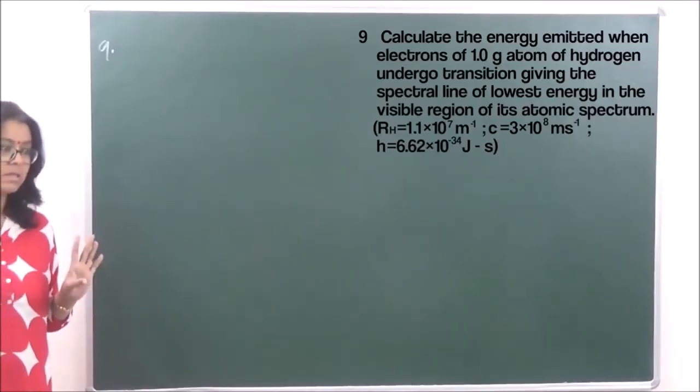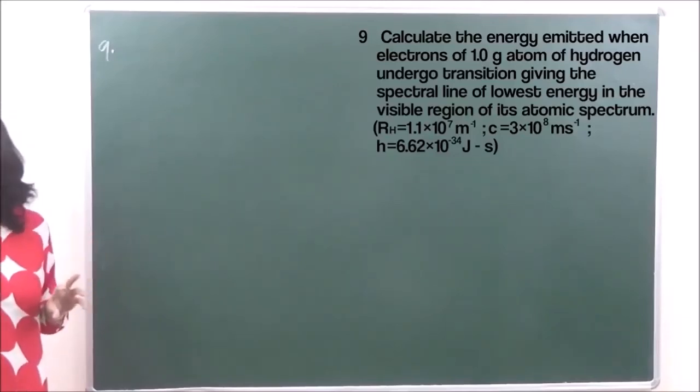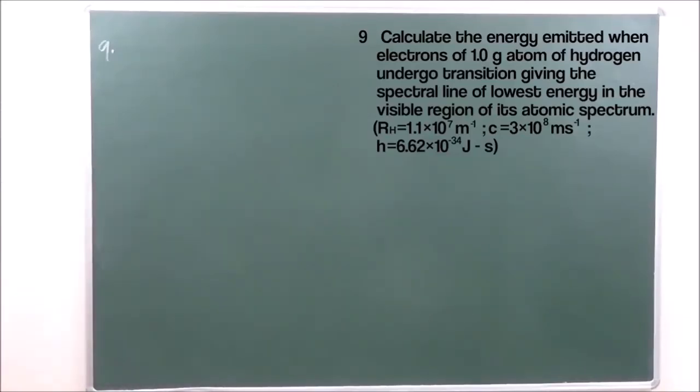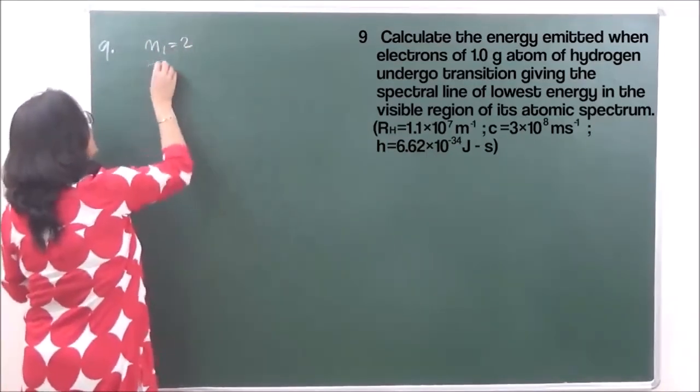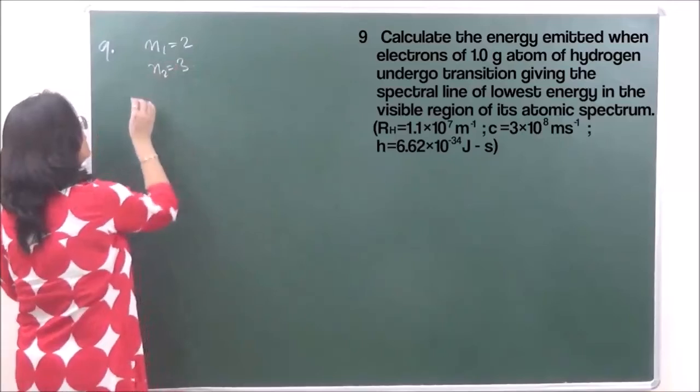The Balmer series. Okay? So Balmer series we have to take over here. Transition will occur like Balmer series. So in Balmer series n1 is going to be equal to 2 and n2 will be equal to... because we are talking of the lowest energy, so lowest energy is going to be 2 to 3. So we have n1 over here 2 and n2 that is equal to 3.